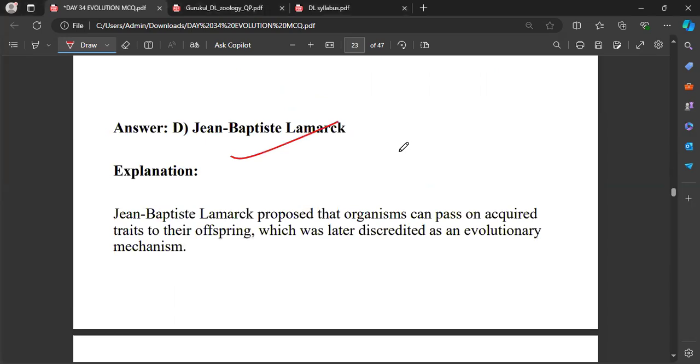It is Jean Baptiste Lamarck. Okay, what is the name of the theory proposed by Lamarck? What is the other name? We can call it the use and disuse theory. If a particular organism uses a particular organ, only then will it pass that trait to the next generation. If it is not used for many generations, obviously at one particular time it will be lost in the young progeny also. That is Lamarck's theory, the use and disuse theory.